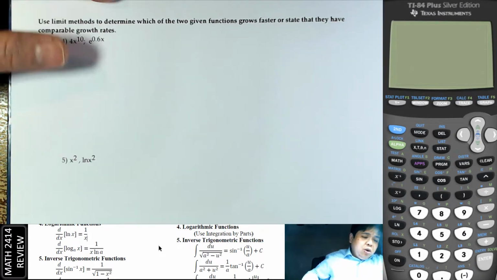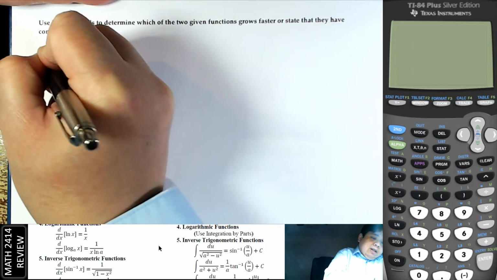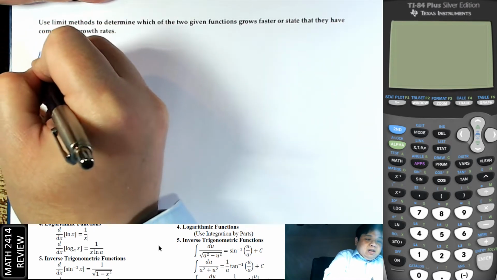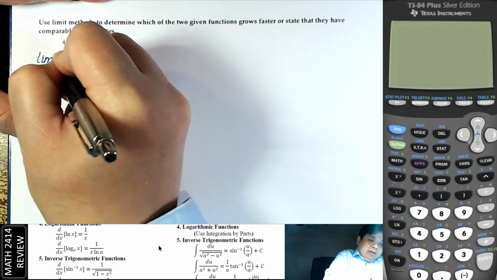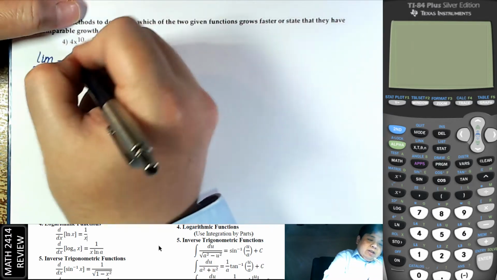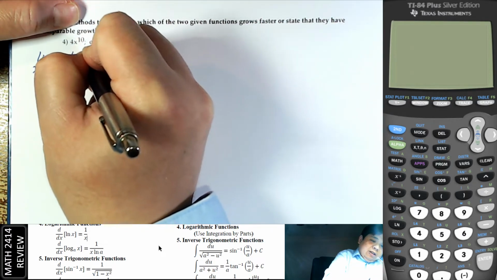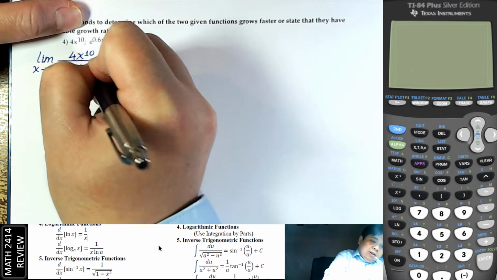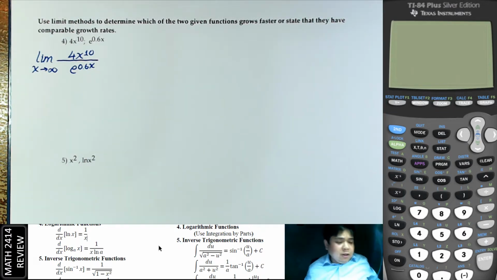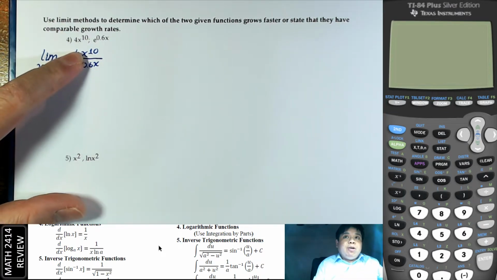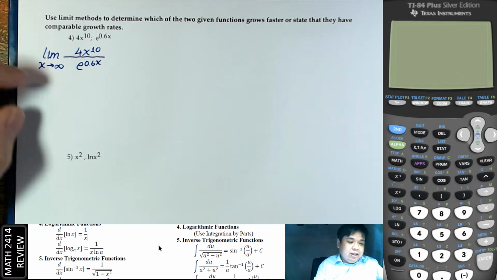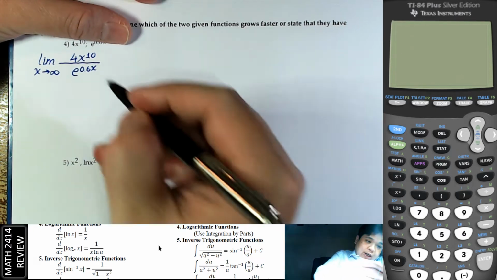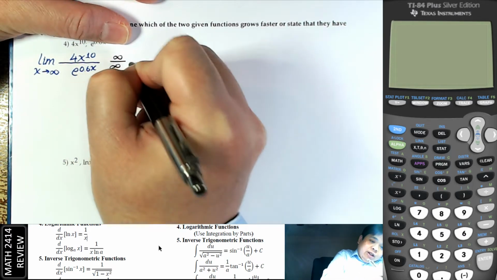So bottom line is I'm just taking the limit and dividing both of them. Just take one, divide by the other, doesn't matter. And x goes to infinity. Just say that over. Now if we put in infinity, of course 4 times infinity to the 10 is infinity, and then e to infinity is also infinity. So this one we have infinity over infinity, indeterminate.